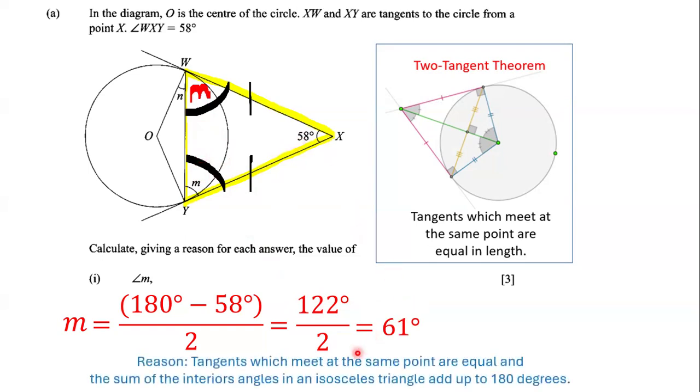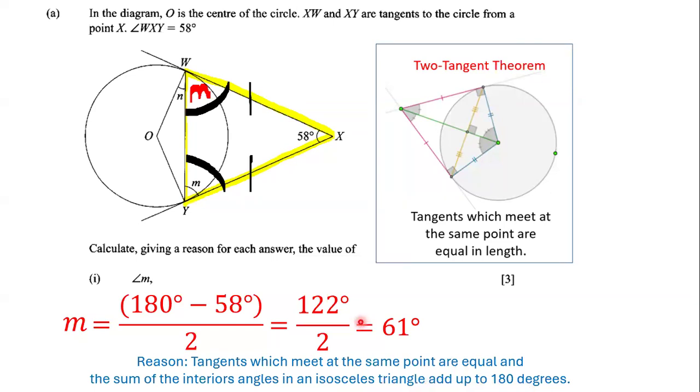Now the reason for our answer is tangents which meet at the same point are equal. That's the two tangent theorem. And the sum of the interior angles in an isosceles triangle add up to 180 degrees.